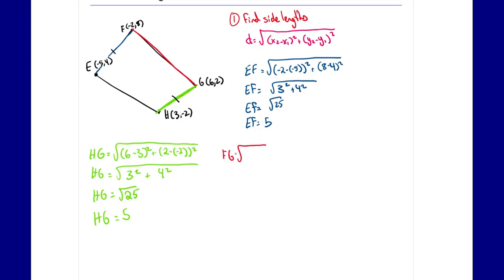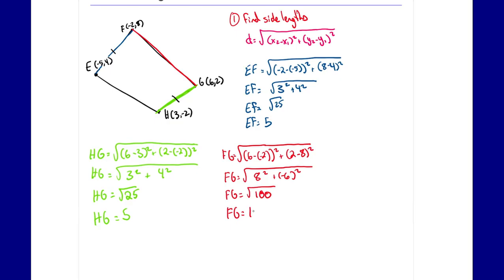So FG. F is my first. So we have 6 minus -2 squared plus 2 minus 8 squared. We have 8 squared plus -6 squared. FG is equal to 64 plus 36, so square root of 100. And I get FG is 10.